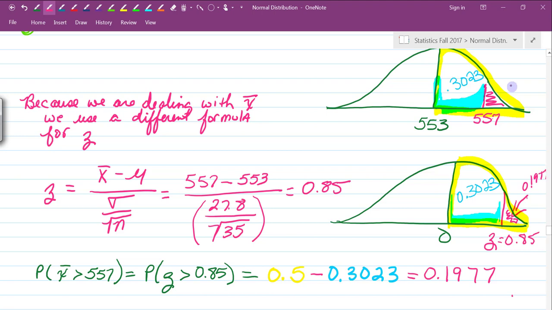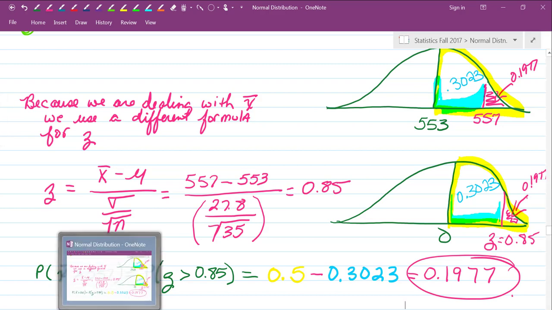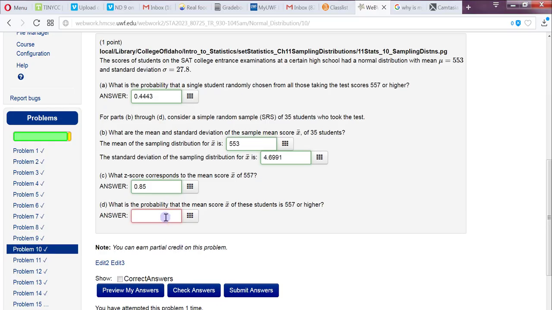Good year. So let's come on over here and put in 0.1977. There we go. So what's the probability that the mean score x bar of these students is 557 or higher? So basically a 20% probability that the average of 35 students, all averaged together, is 557 or greater. And there we have it.